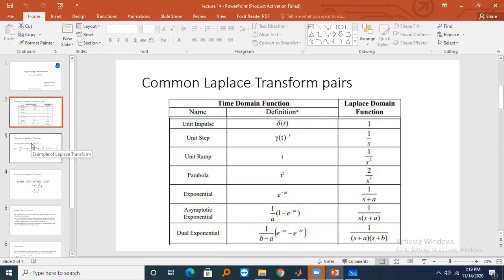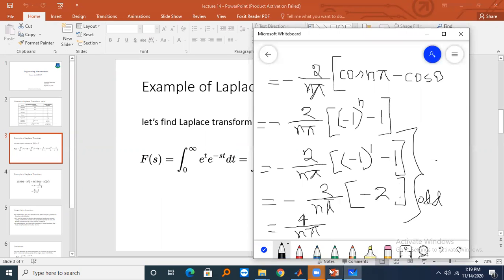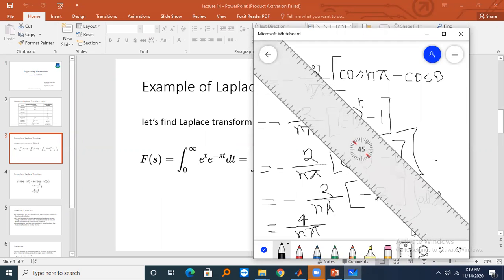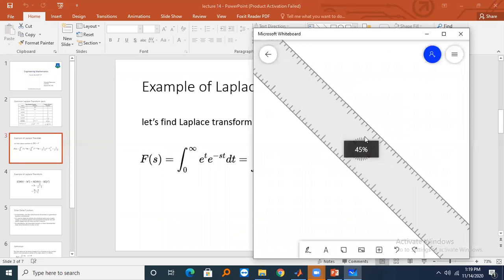So we will now see some examples of Laplace transform. You can get f of t equals e to the t, if you Laplace transform this function, you can get F of s. So how will we get this? We can get it if we go through this.